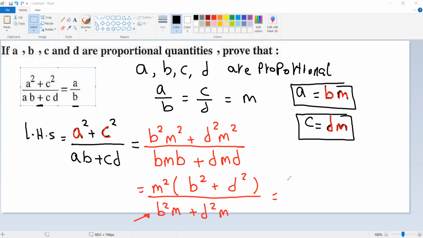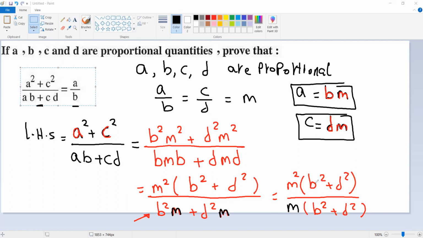Then take a factor down here. We have M as a factor. So write the top as M to the power of 2 multiplied by B to the power of 2 plus D to the power of 2, all divided by. Take here, we have M as a factor, because M is repeated. B to the power of 2 multiplied by M plus D to the power of 2 multiplied by M. So take M as a factor. You are left with B to the power of 2 plus D to the power of 2.